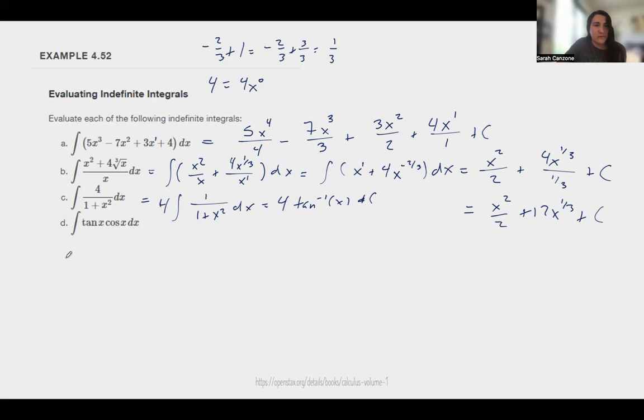This last one, what we're going to want to do is first try to simplify this, because there's no nice way of integrating tangent times cosine. We don't have any rule for that at all. So first we're going to want to adjust this a little bit.